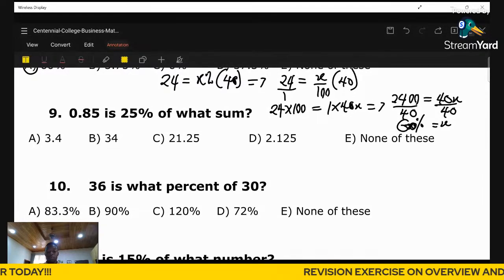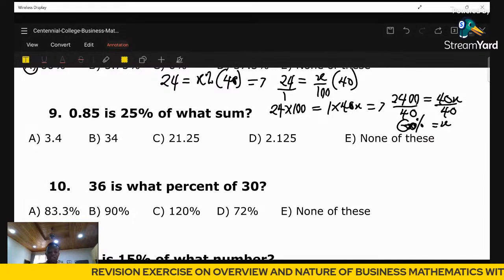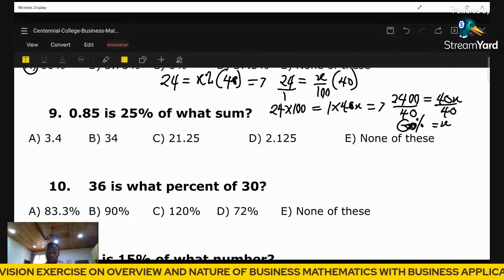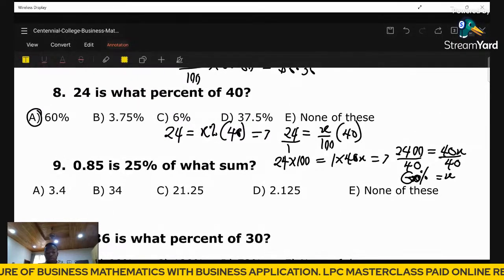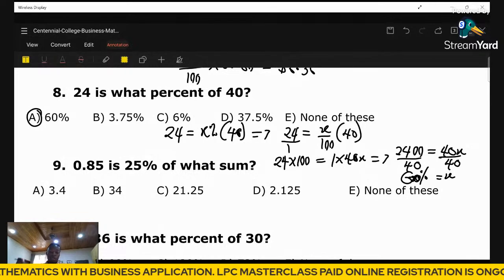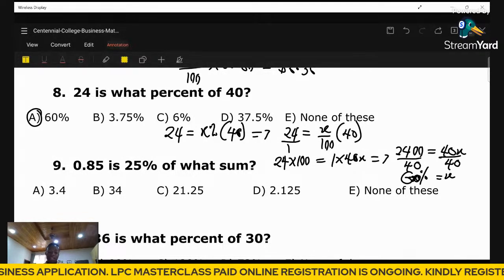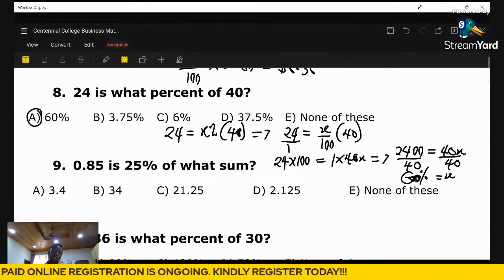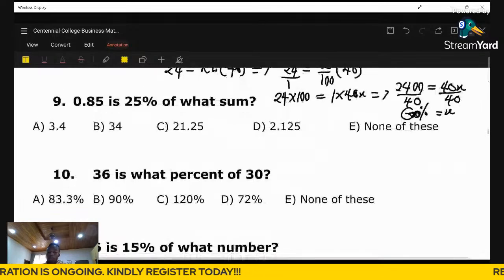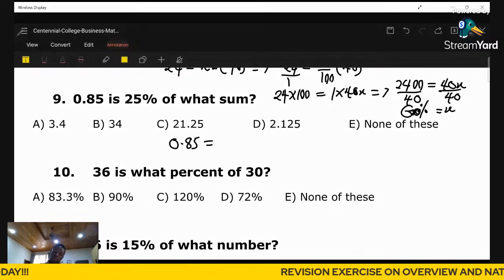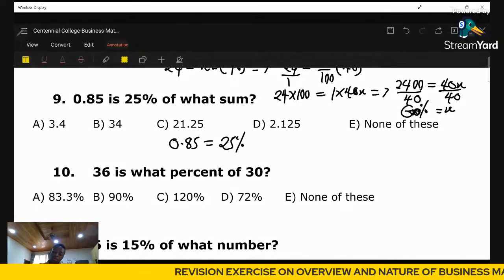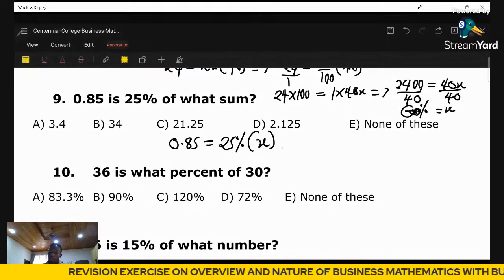0.85 is 25% of what sum? So we are just interested in the number. 0.85 is 25% of what sum? It's similar to the 8th question that we solved. The 8th one was a percentage application on 40, but here they are asking us, on what number did we apply 25% to get 0.85? So the same principle. We will say that 0.85 should be equal to 25% of the unknown value, X.